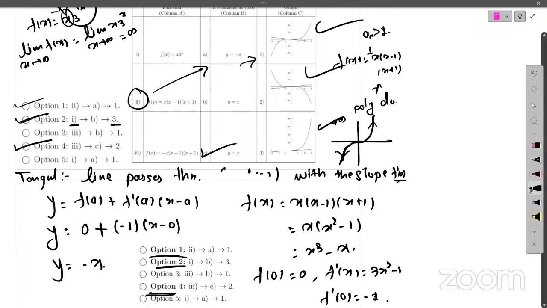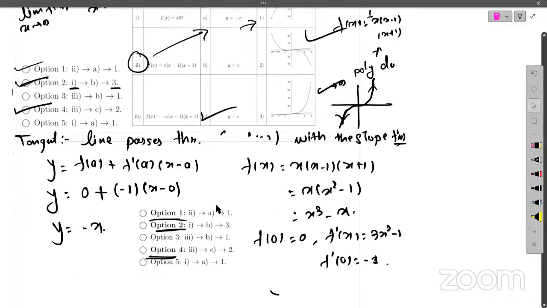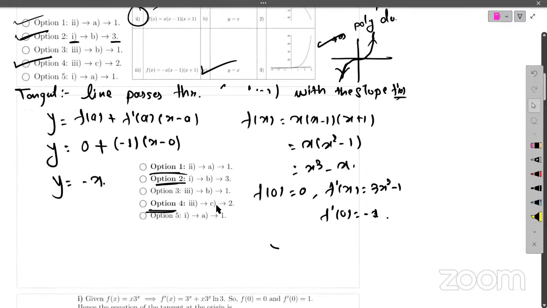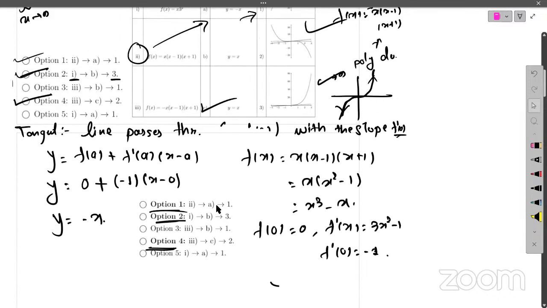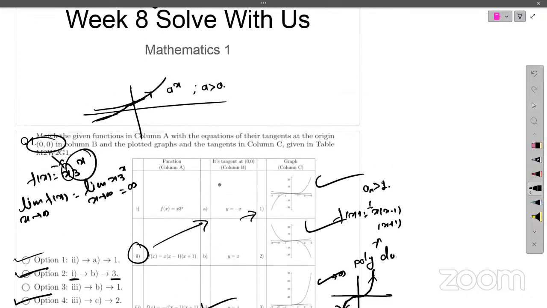Okay, so now let's go to the second. Here we just use it for computing the equation of a tangent. We use the standard equation of a line, whatever we know, right? Here f of a is equal to the y-intercept. That means the point (0, 0), so that's why it's given as the point (0, 0).